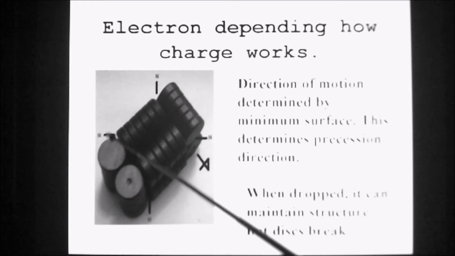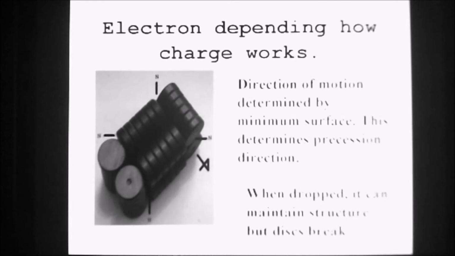These are directions which could align to the Earth's magnetic pole. In this case, this is the direction of movement because here and here are the minimum surface areas. Okay, when dropped, it can maintain structure, but the disk will break.